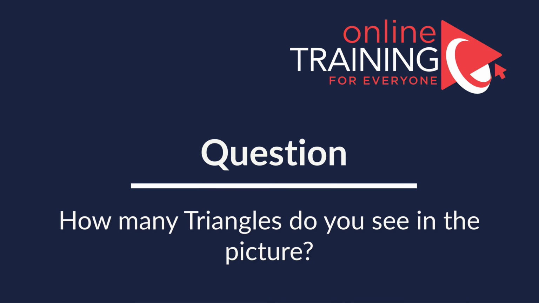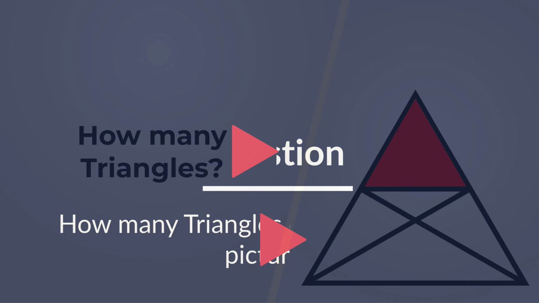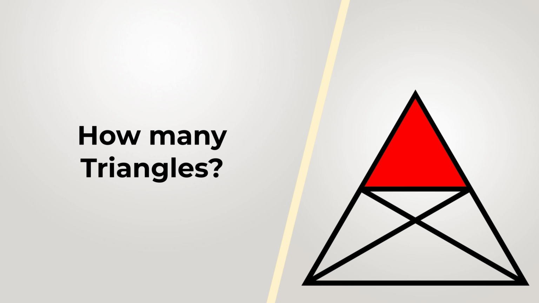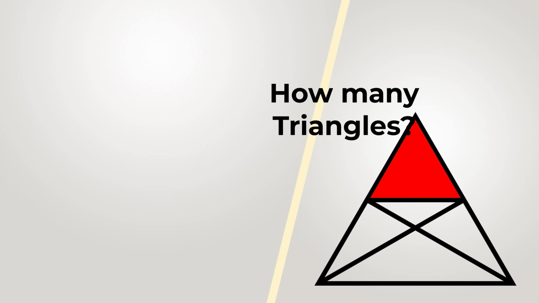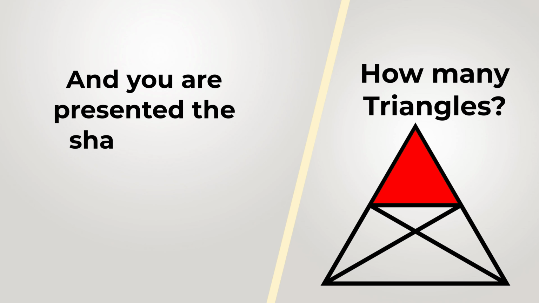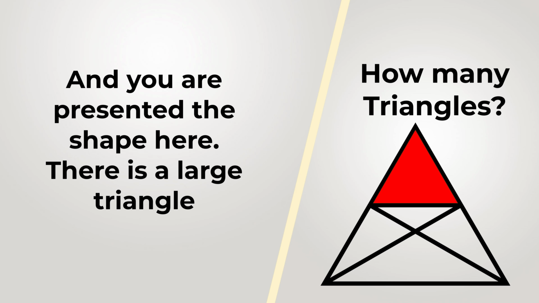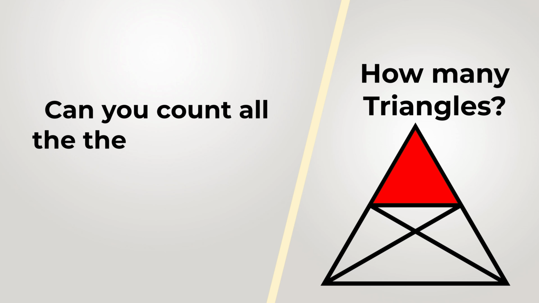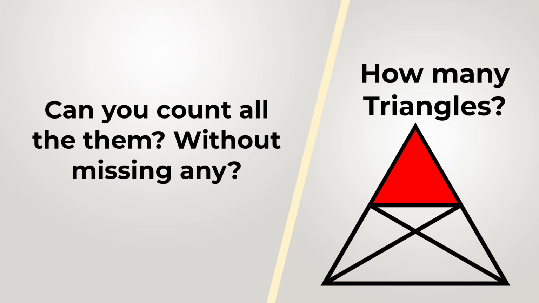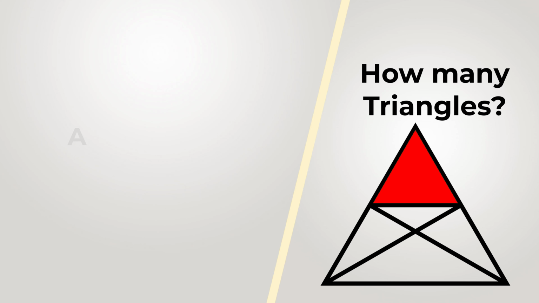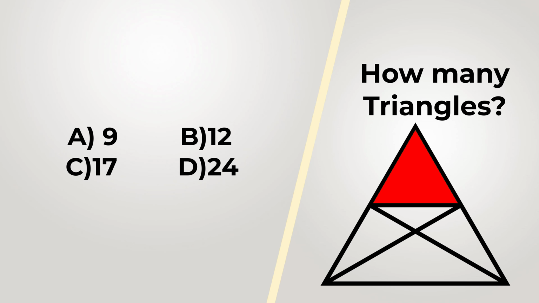This is one of my favorite questions, and there is a very high chance that you will get it on the assessment test. How many triangles do you see? You're presented with the shape on the left. There are large triangles, and there are also lines inside of these large triangles. You have 4 different choices. Choice A, 9 triangles. Choice B, 12. Choice C, 17. And choice D, 24.